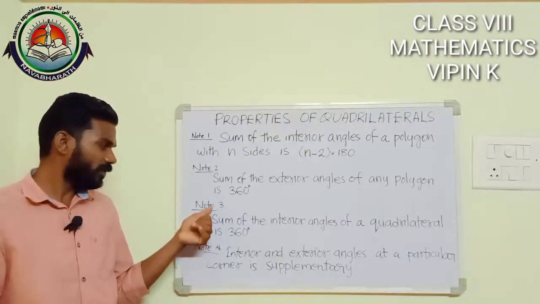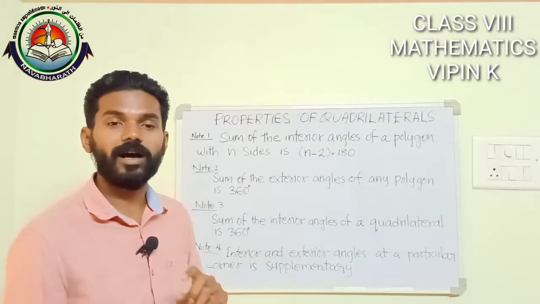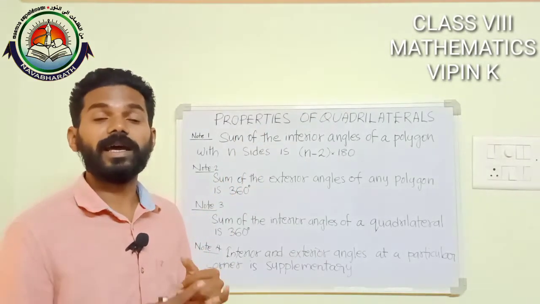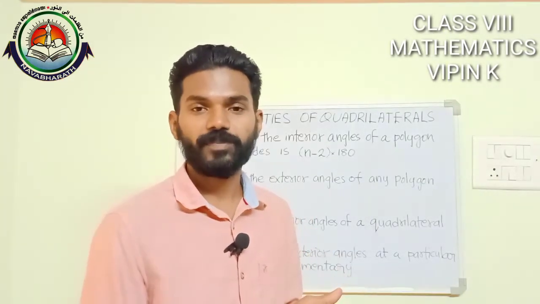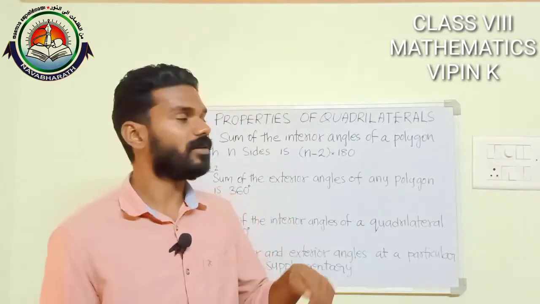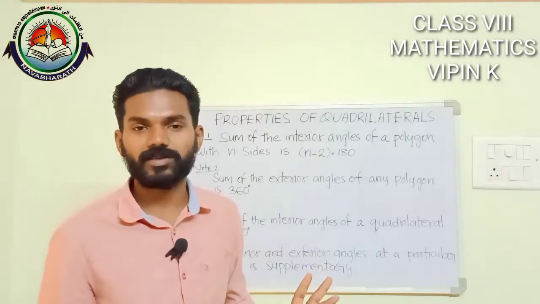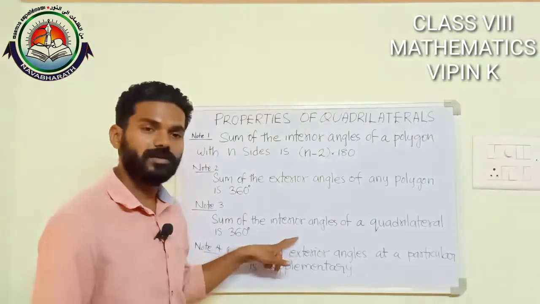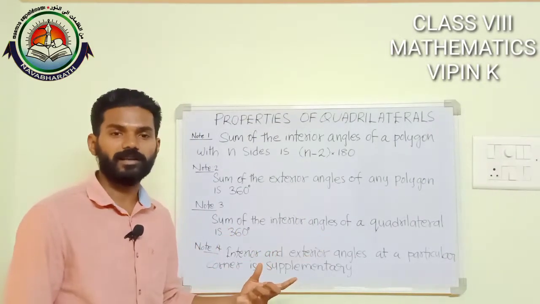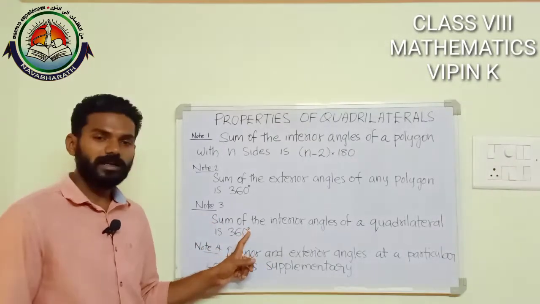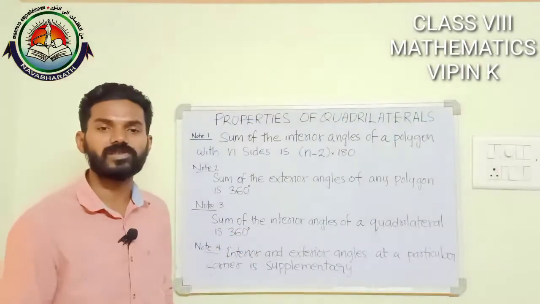Now, what about note 3? In the first two notes, we discussed the angle sum property for any polygon. In this chapter, we are mainly focusing on quadrilaterals. So the next note is related only to the quadrilateral. What is it? The sum of the interior angles of a quadrilateral is 360 degrees.